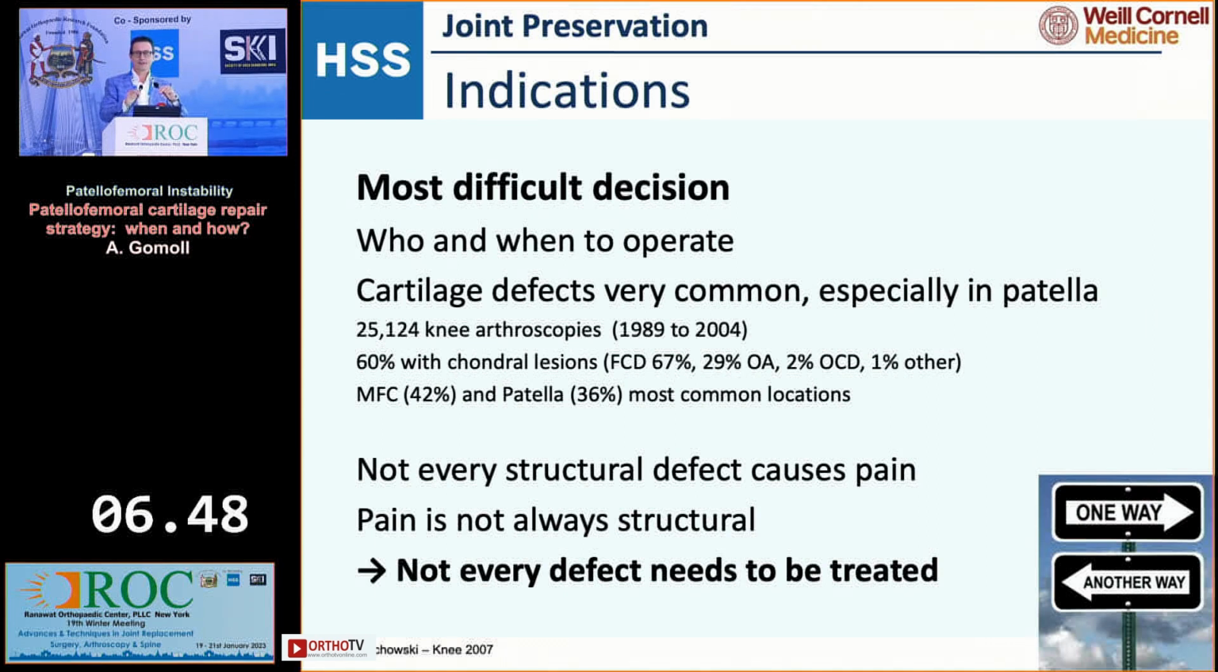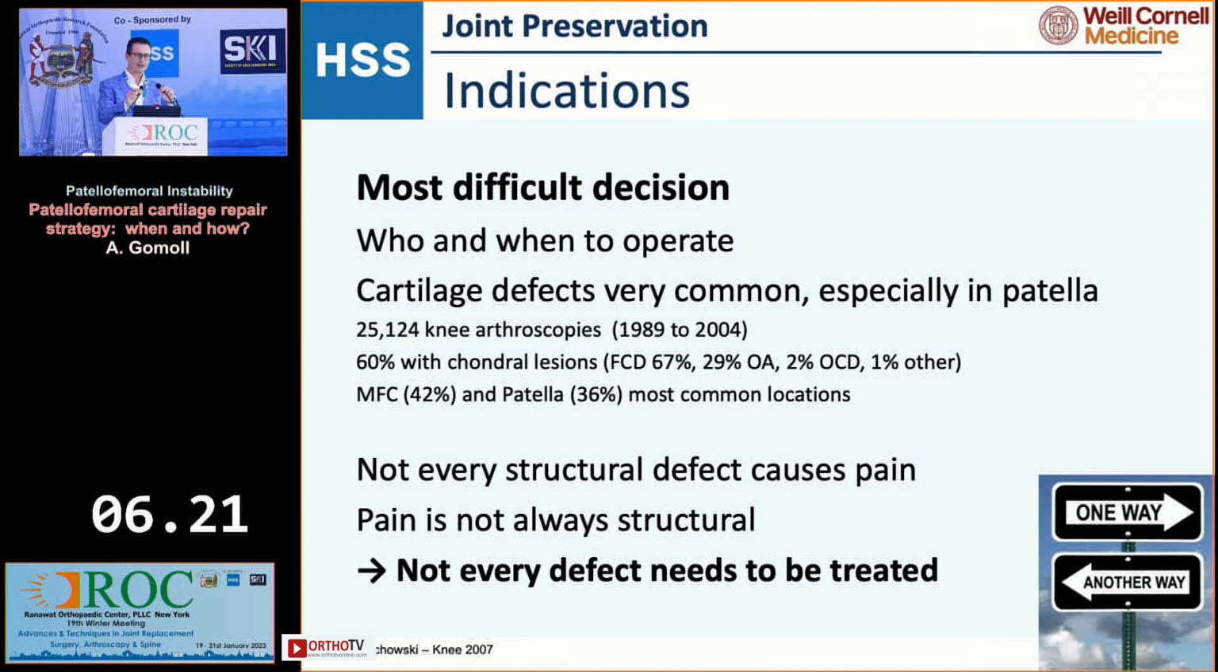But when it comes to just cartilage defects alone, so this is a patient who had a patella dislocation, you get an MRI scan, they do have cartilage damage, they don't have a loose body that would force your hand. So who and when do we operate on these patients? Because cartilage defects are incredibly common, especially in the patella. There are multiple studies that have looked at the incidence of cartilage defects, and besides the medial femoral condyle, the patella is the second most common location.